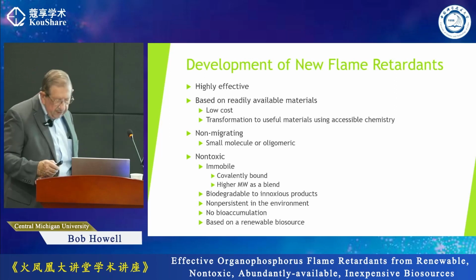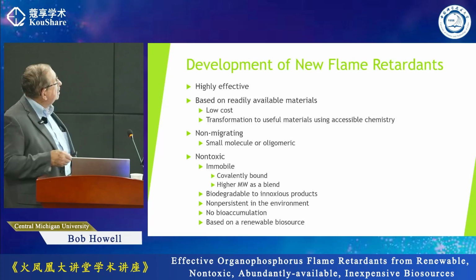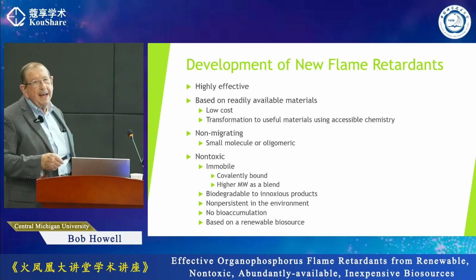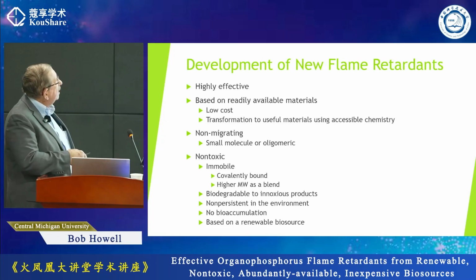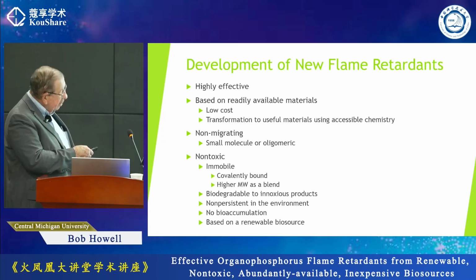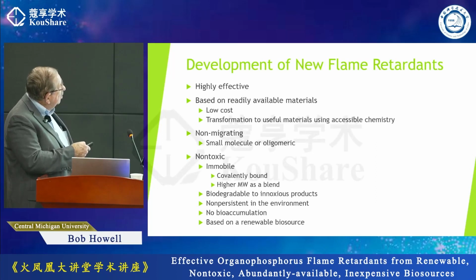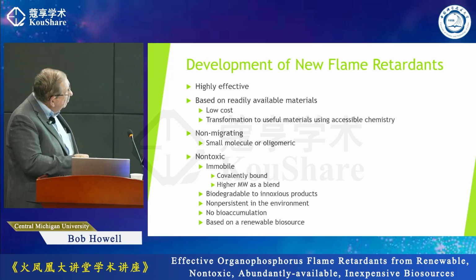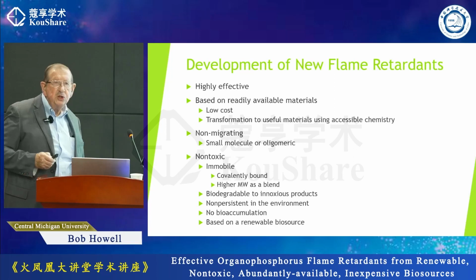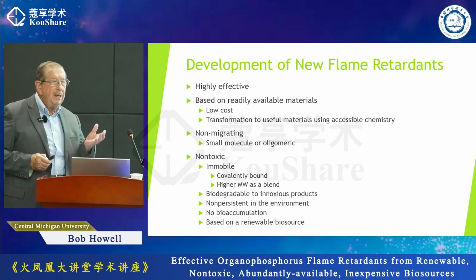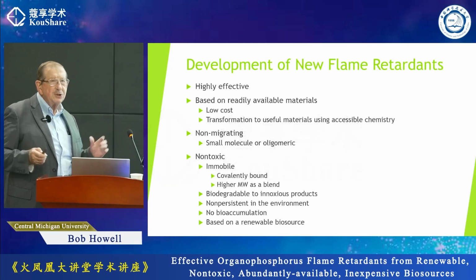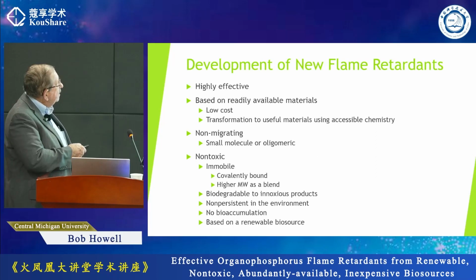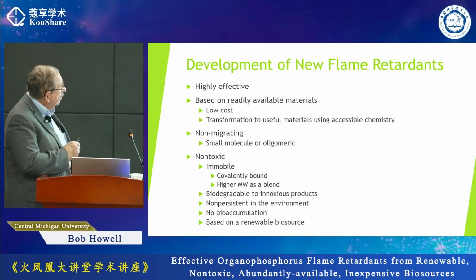So, if you want to make new flame retardants, what are the considerations? First of all, you want them to be highly effective. You'd like them to be just a drop-in replacement, if possible. So you want to start with readily available starting materials. You want them to be low in cost, and you want to be able to convert them to something useful using simple chemistry. If the chemistry is too complex, industry is not interested. They want fairly straightforward things, and you want non-migrating.